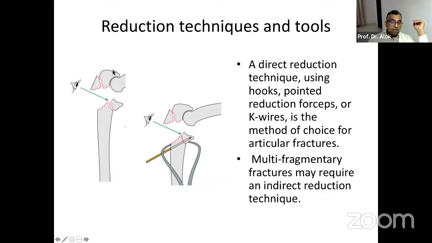So here you can see one fragment, second fragment, third fragment. So you have brought it here under direct vision. You're holding the fragments with the pointed reduction clamps. You pass the K wire. Then you will bring the next fragment. So this is how you go for reduction.